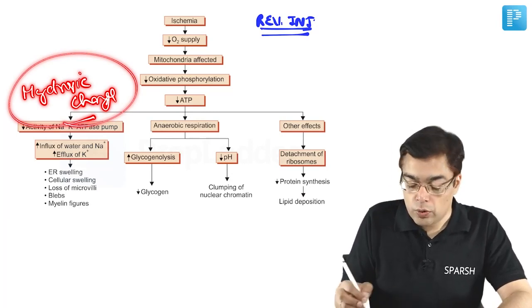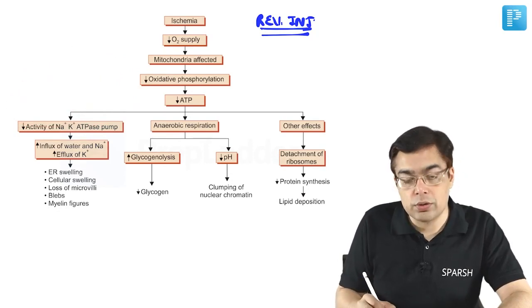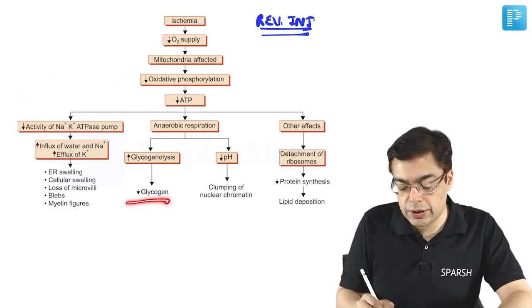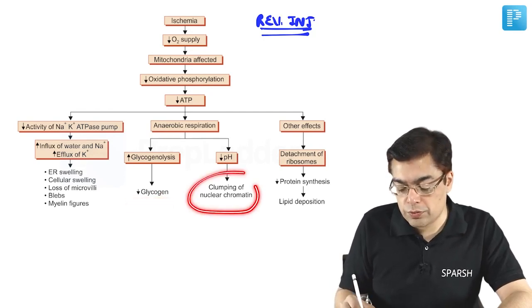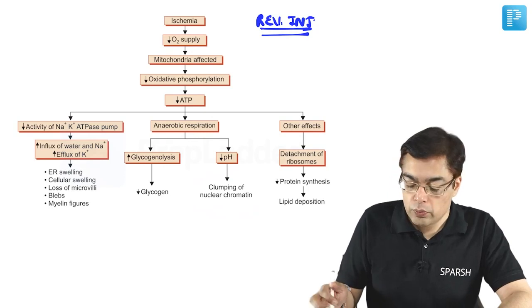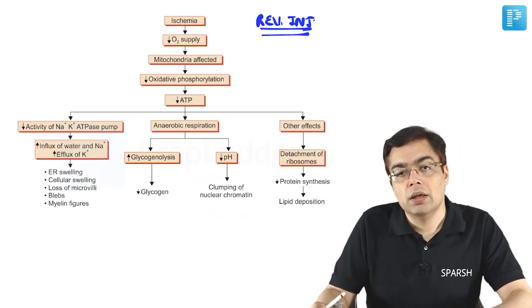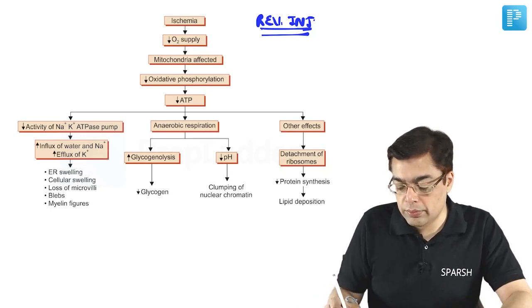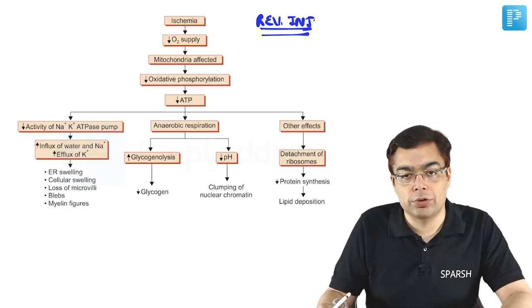Whenever there is a reduction in the ATP, there is going to be more consumption of glycogen by the cell, so that is going to result in reduced glycogen. Because of the presence of an acidotic environment, there is going to be clumping of the nuclear chromatin. We need to be familiar with the fact that at times, because of the reduction in the ATP availability, there is a detachment of the ribosomes, and that can be associated with reduction in the protein synthesis as well as enhanced lipid deposition.